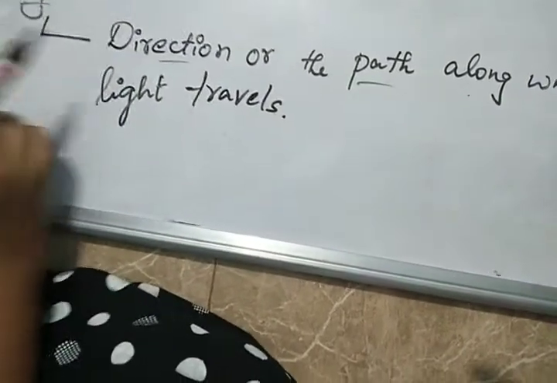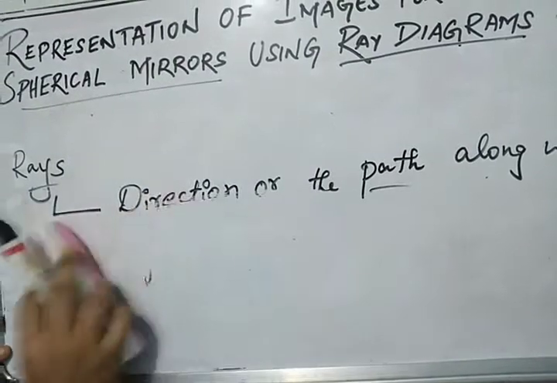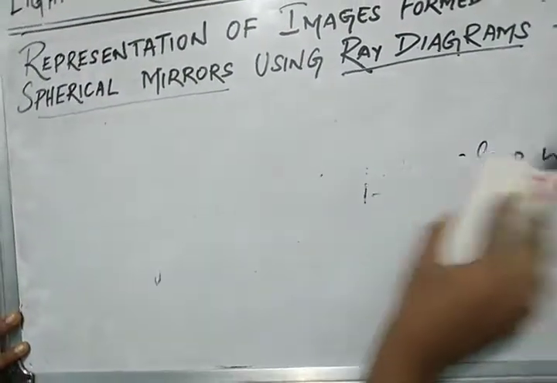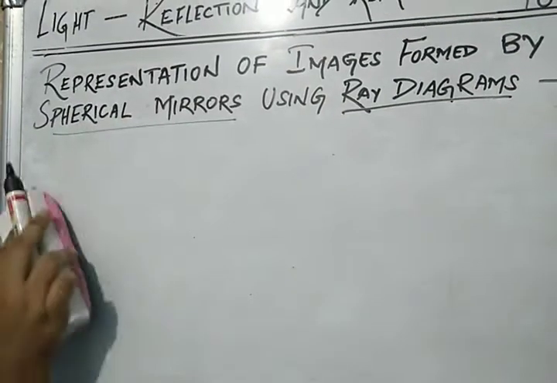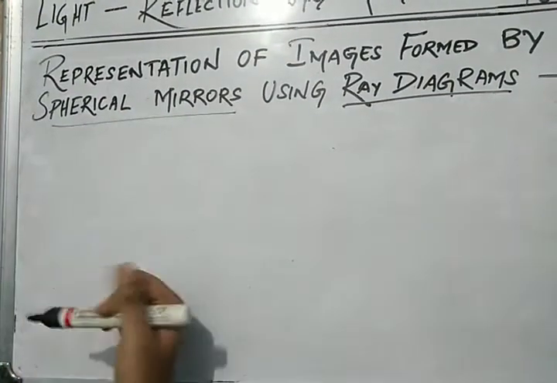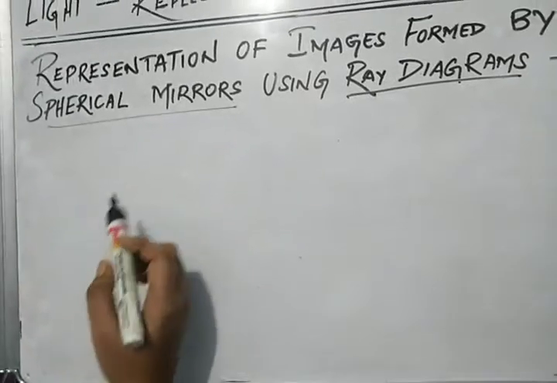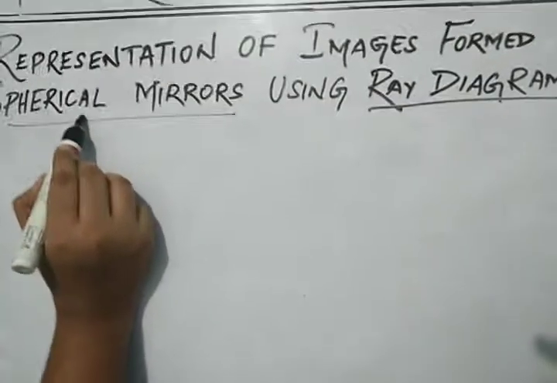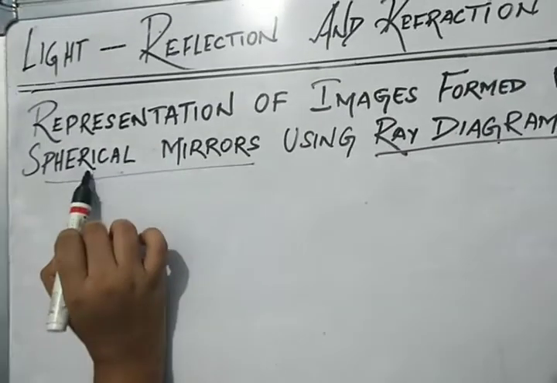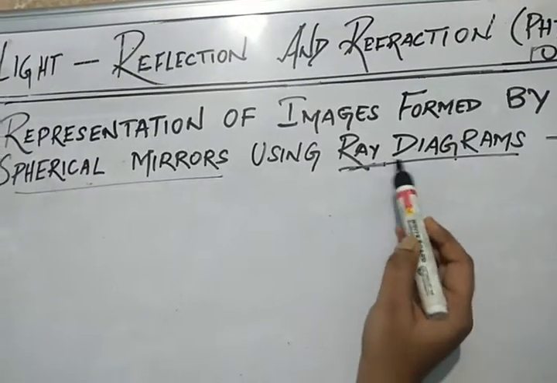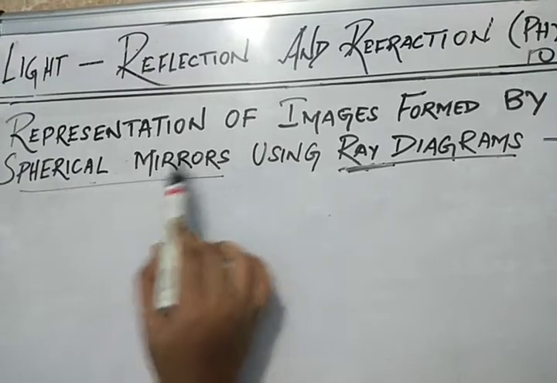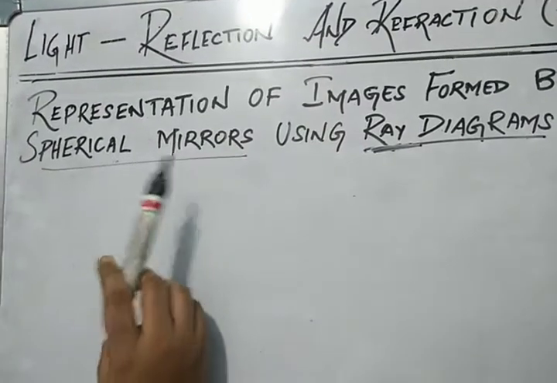Alright, now we'll be learning particularly about these rays, the important paths taken by the rays, how they get incident and how they get reflected back. First of all, we learn how to represent images with the help of spherical mirrors. We use ray diagrams to represent the image formation by spherical mirrors.